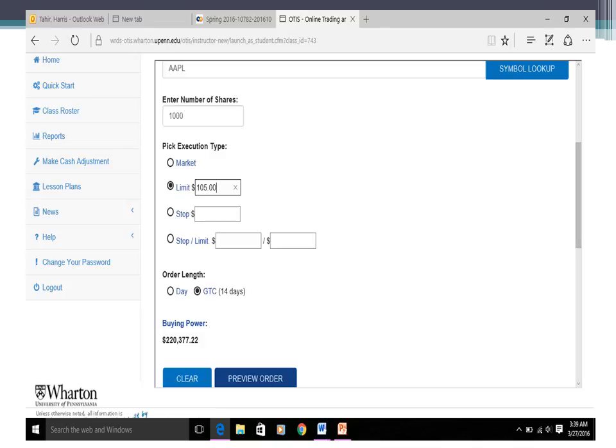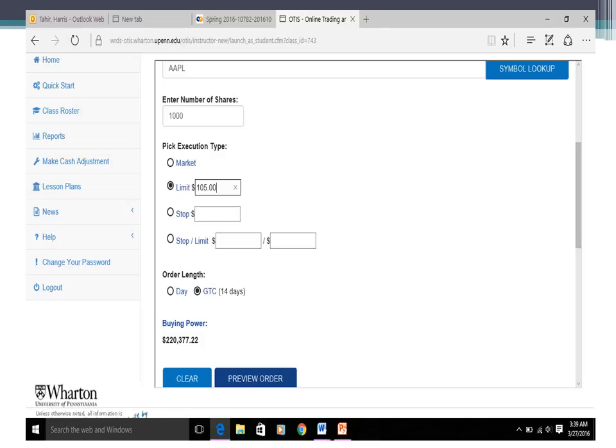The length of the order you can pick for the day. That way this order is going to expire at the end of the day. The market is open from 9:30 to 4 o'clock. I would usually select, for the limit orders, good till cancel, which is set up for 14 days. So your order is going to be outstanding for 14 days, and then if Apple does not go down to 105, the order is going to get canceled.